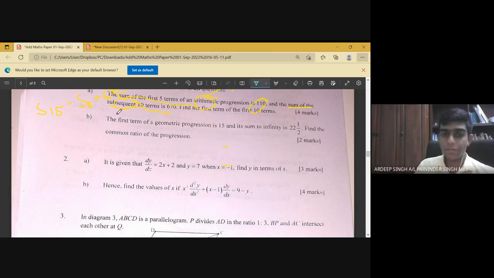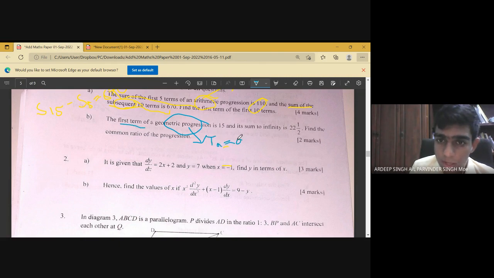Okay, so the first term of a geometric progression. Now, when we come to geometric progression, remember we have plus, minus, divide and times, correct? So when they ask the first term of a geometric progression is 15, remember that there's a formula for a geometric progression. When they say term, that means t_n equals a r^(n-1). So you've got this formula. Okay, and the sum to infinity is 22 1/2. Okay, find the common ratio of the progression.